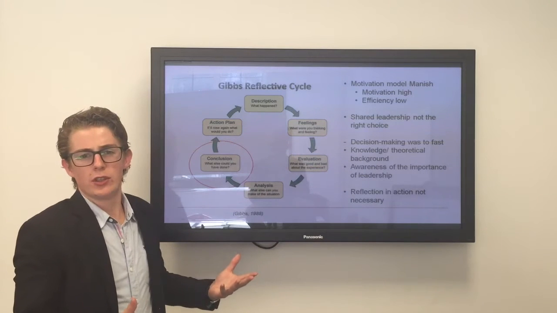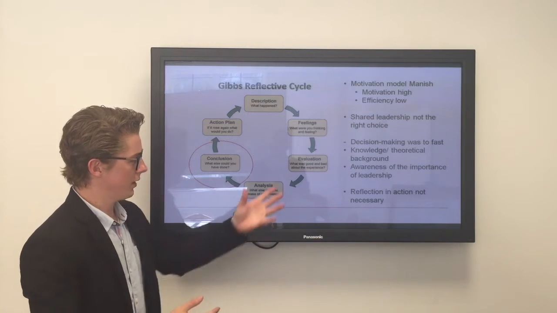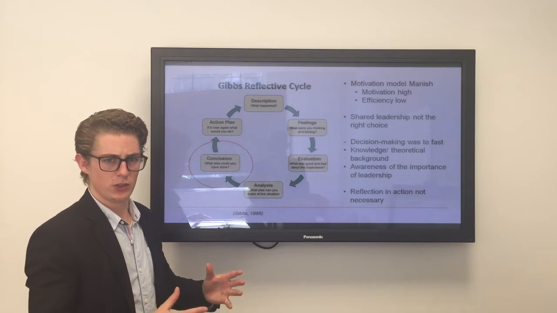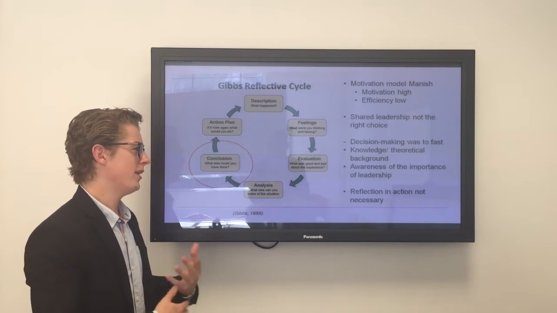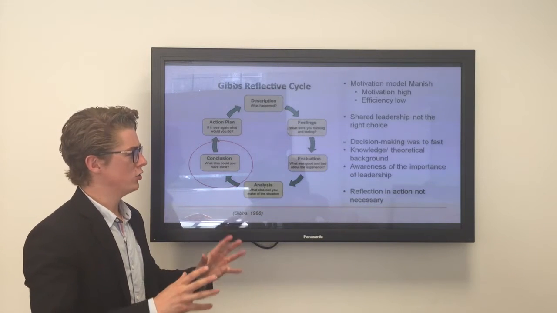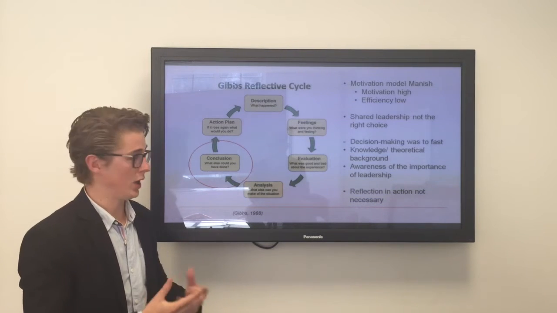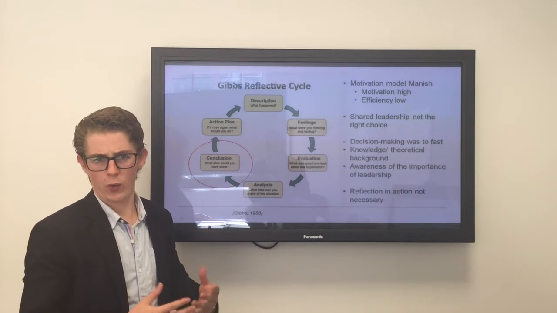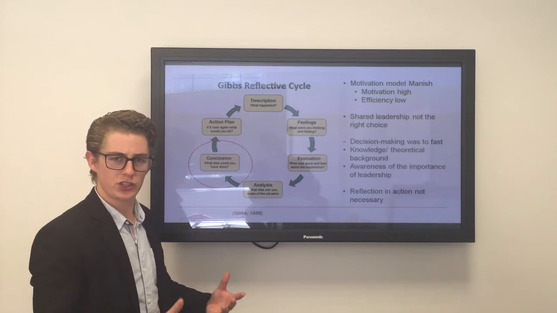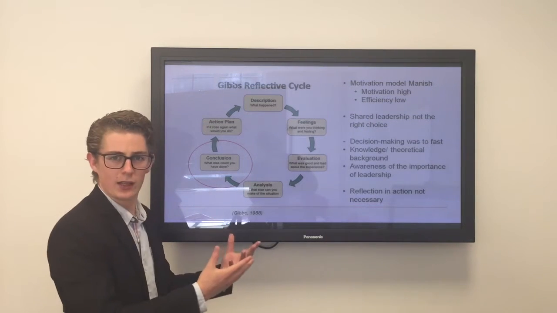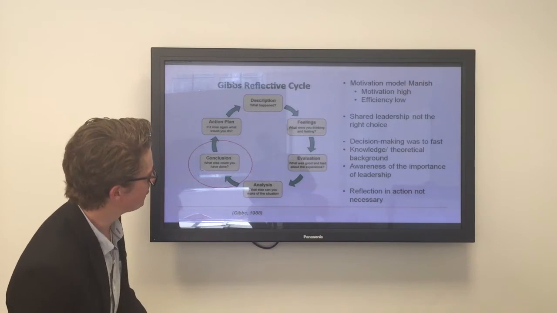Why did we choose the wrong leadership style? This was because we made a decision for shared leadership too fast. We had knowledge and we had some theoretical background, but this was not enough to choose the perfect leadership style for us. And maybe this was because we weren't aware enough of the importance of leadership, in this case the importance of the leadership style which we should choose.